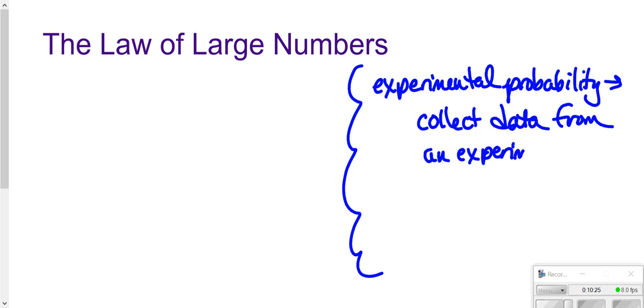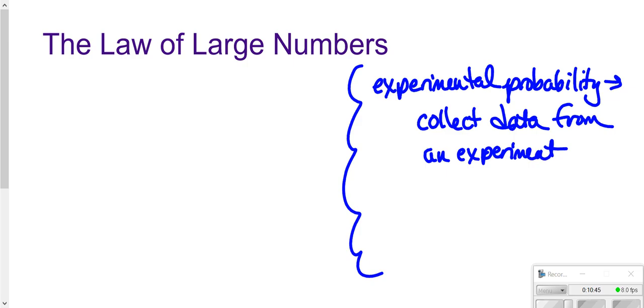So something that you do. Like in rolling dice, I might say, sit down and roll these dice 100 times, keep track of what happens on each roll, and then figure out what fraction of those were a total of 7. That's doing experimental probability.